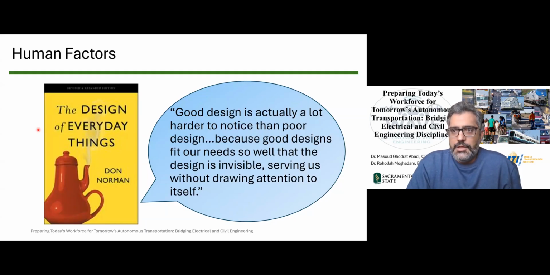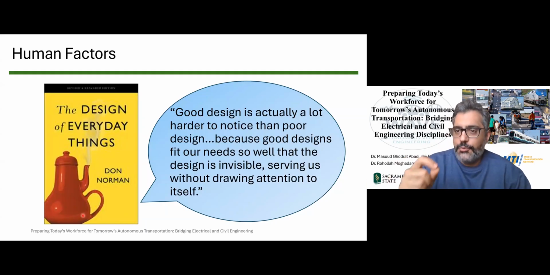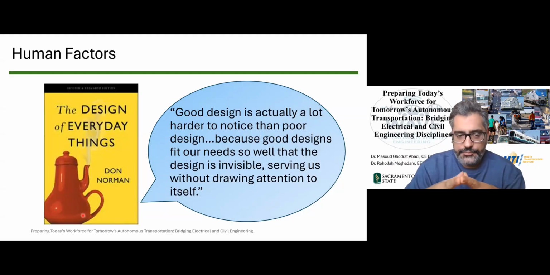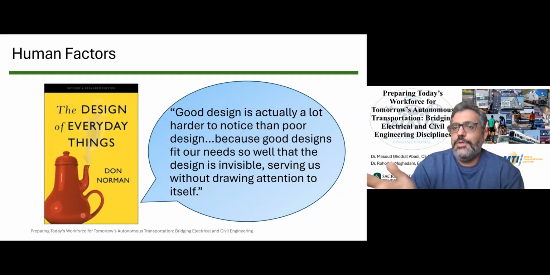You never think that, oh, this is a very good design because I can hold it very comfortably. But you know what? Think about this. If the handle was designed poorly, inappropriately, now this is where you will notice that bad design. So when we talk about human factors in our design, we should make sure that our design is actually not visible to our users so that it is gonna be serving their needs.